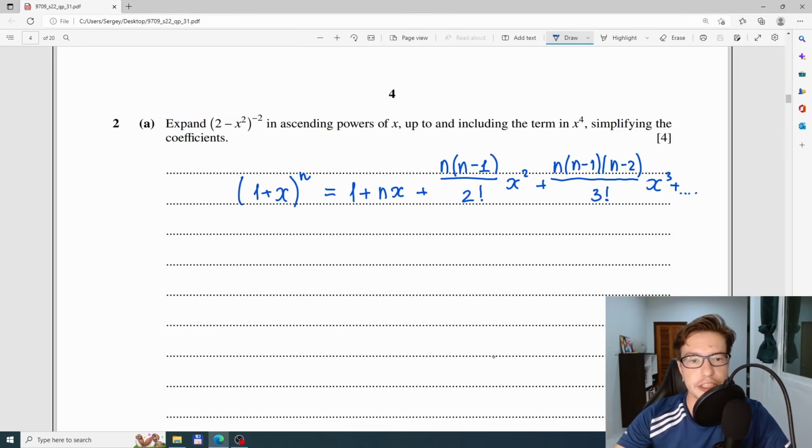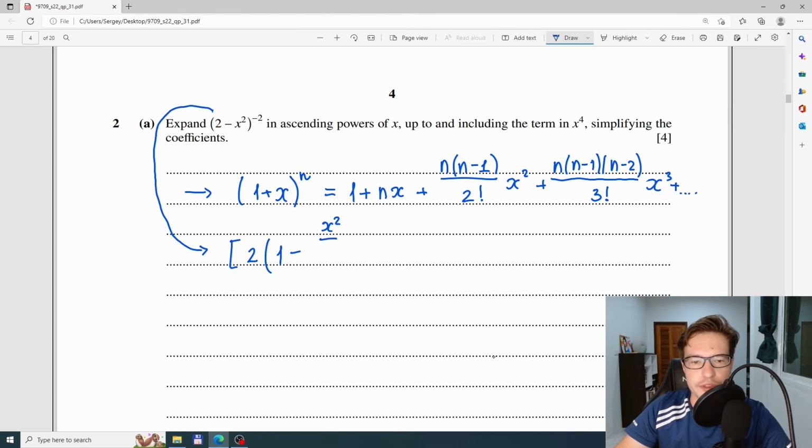Question 2 is about the generalized binomial theorem, and you can find the formula in the formula sheet. Here it is. But the only problem is, before I start using the formula, I'll have to get 1 on the left side of this bracket. So what I'm going to do is to factor out 2, and I will get 1 minus x squared over 2. And all of this to the power of minus 2.